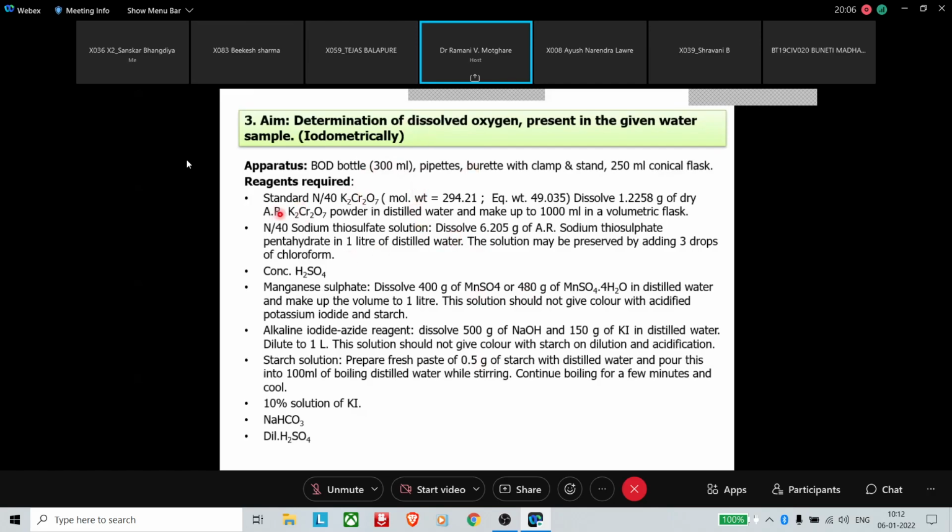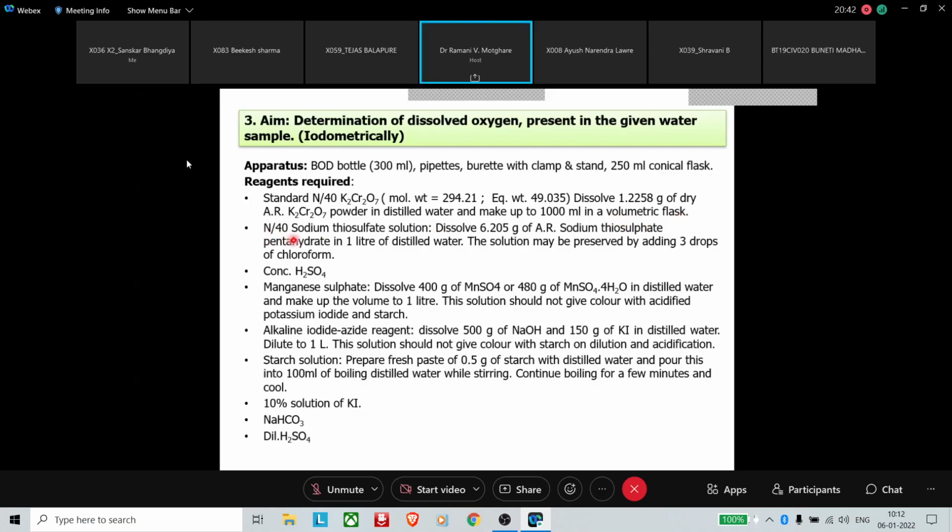Coming to standard N by 40, 0.025 normal K2Cr2O7. Normal means equivalent weight. So, why I am writing these, you should understand that this is a normal solution. 1.2258 gram of dry analytical grade K2Cr2O7 powder or crystals are dissolved in distilled water and made up to 1 liter in a volumetric flask.